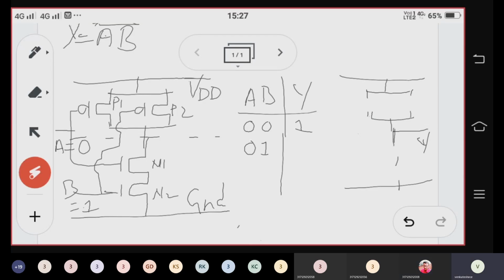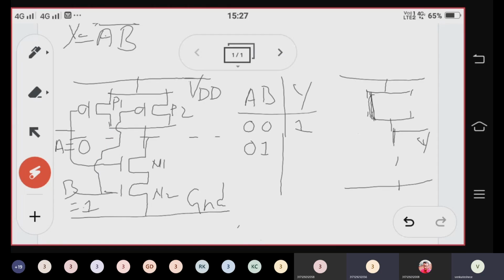Now this 0 is connected to P1. Is P1 in on condition or off condition? On condition, sir. P1 is in on condition. B equal to 1 is given to P2, which means P2 is in off condition.